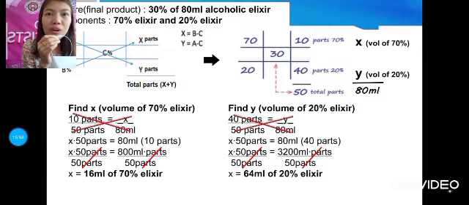So we have now found and calculated what is being asked in the problem, which is 10 parts of the 70%, which is equivalent to 16 ml, and 40 parts of that 20 ml, which is equivalent to 64 ml. So for us to make sure that our answer is correct, the total volume of the mixture should be equivalent to the sum of our components. So we have here 16 ml plus 64 ml, that is equivalent to 80 ml, which is the given final volume of our final mixture of alcoholic elixir 30%.